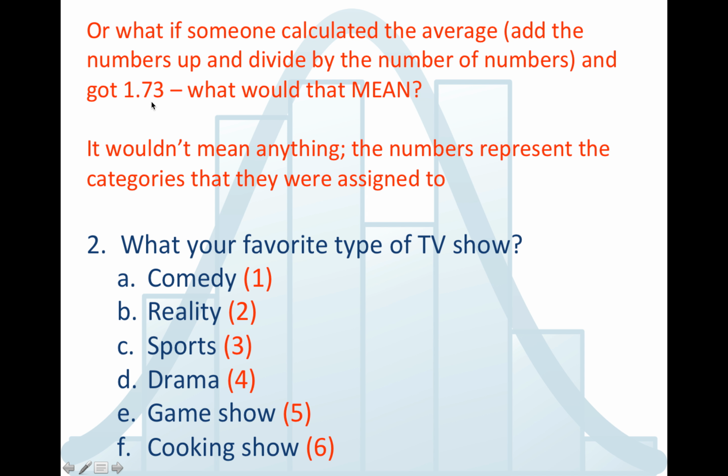And again, you might be tempted to say, well, it's closer to reality, so we'd call it reality. So the average is reality. Well, you can't actually compute an average on categorical variables. So you wouldn't compute the mean. You would instead find out what percentage of the sample said comedy, what percent said reality, what percent said sports, etc. That would be more meaningful to report.